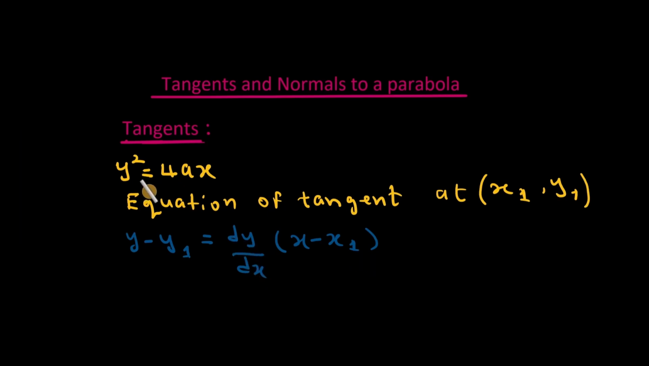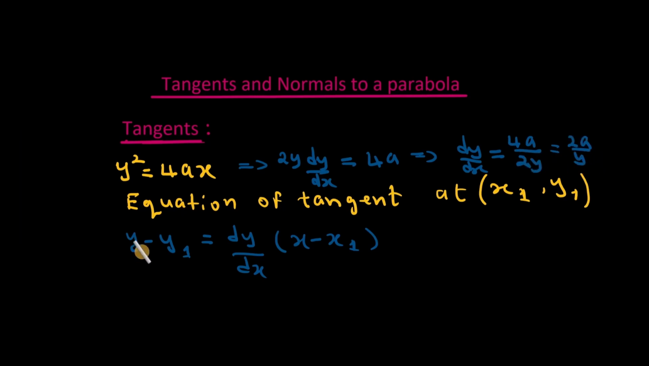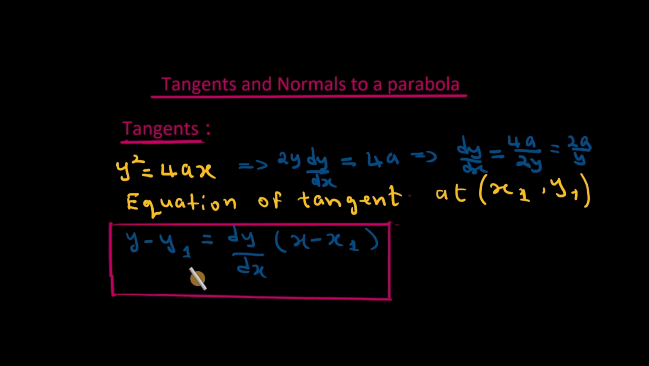That is, y squared equals 4ax. It means 2y dy/dx equals 4a. Differentiating this implicitly, dy/dx equals 4a over 2y, which is the same as 2a over y. That is, dy/dx is gotten in this formula by differentiating the equation of the parabola and making dy/dx the subject of the formula.